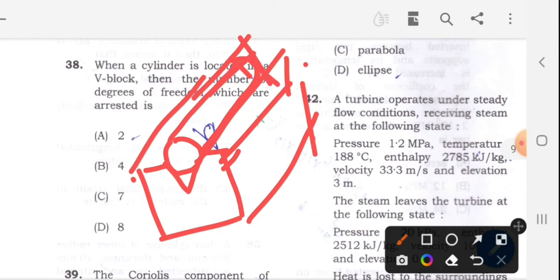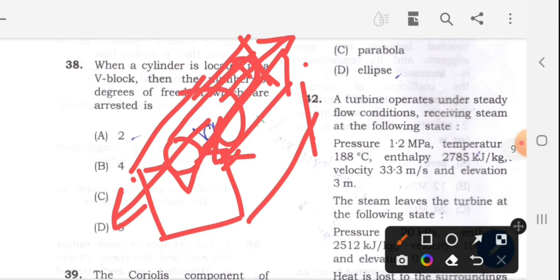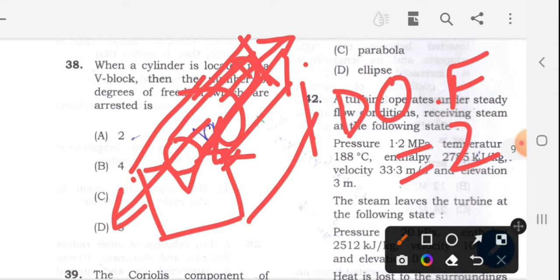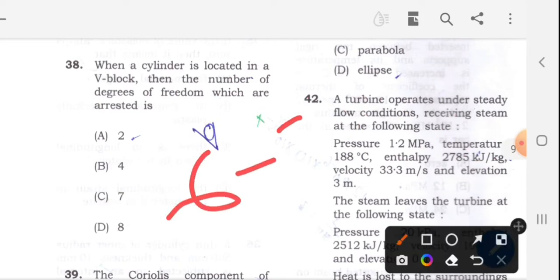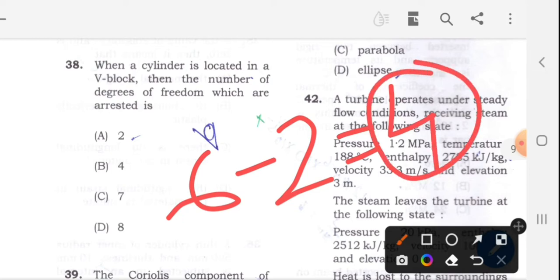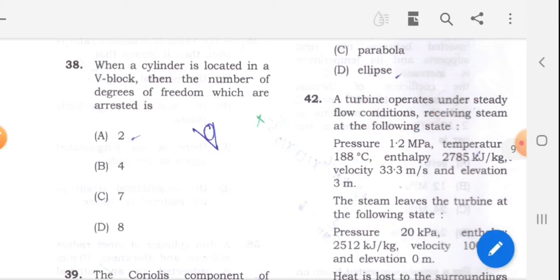The cylinder can move in only two ways: one is the oscillating, or sliding, direction, and the other is the rotary motion. So here the degree of freedom is 2, not the arrested motion. For arrested motion, we have to do 6 minus the degree of freedom, that is 2, which equals 4. So the answer will be 4, not 2. Let's move on to the next question.